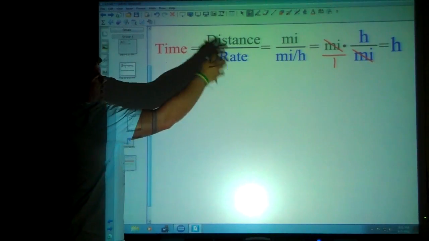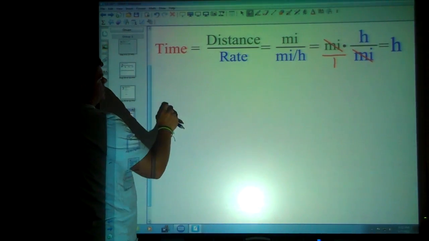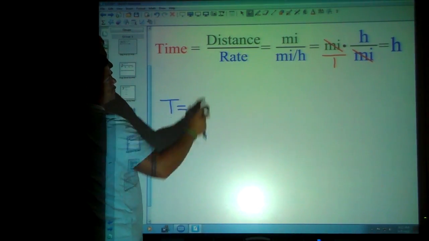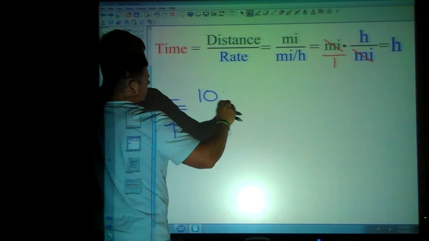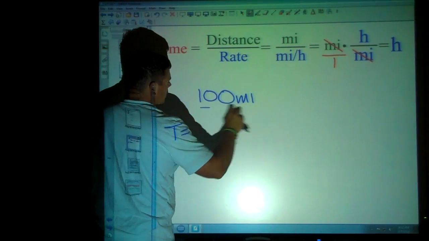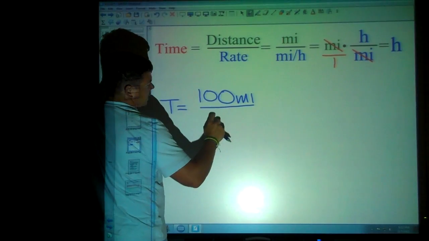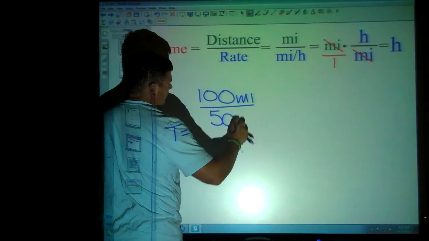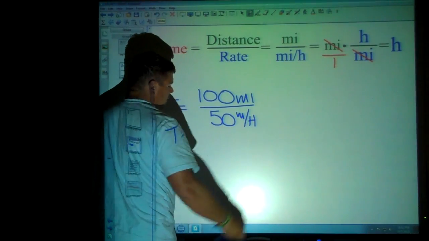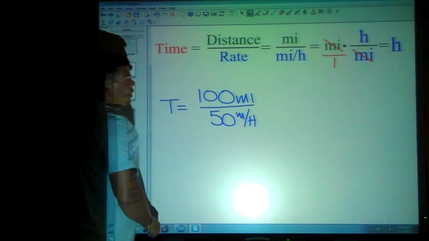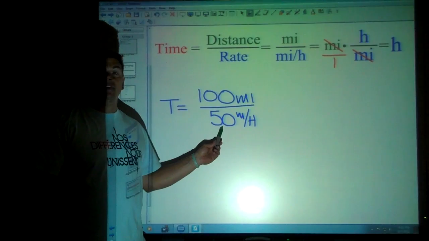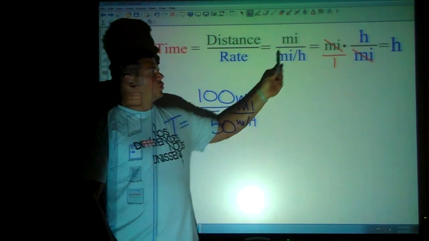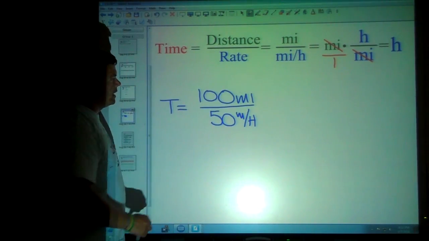If I put some actual values to this, we could say that time, t, is equal to, and I used the numbers I had before, 100 miles divided by the rate of 50 miles per hour. Now, I know that you can take 100 and divide by 50 fairly easily, but let's make sure that we actually can do it like we did over here.